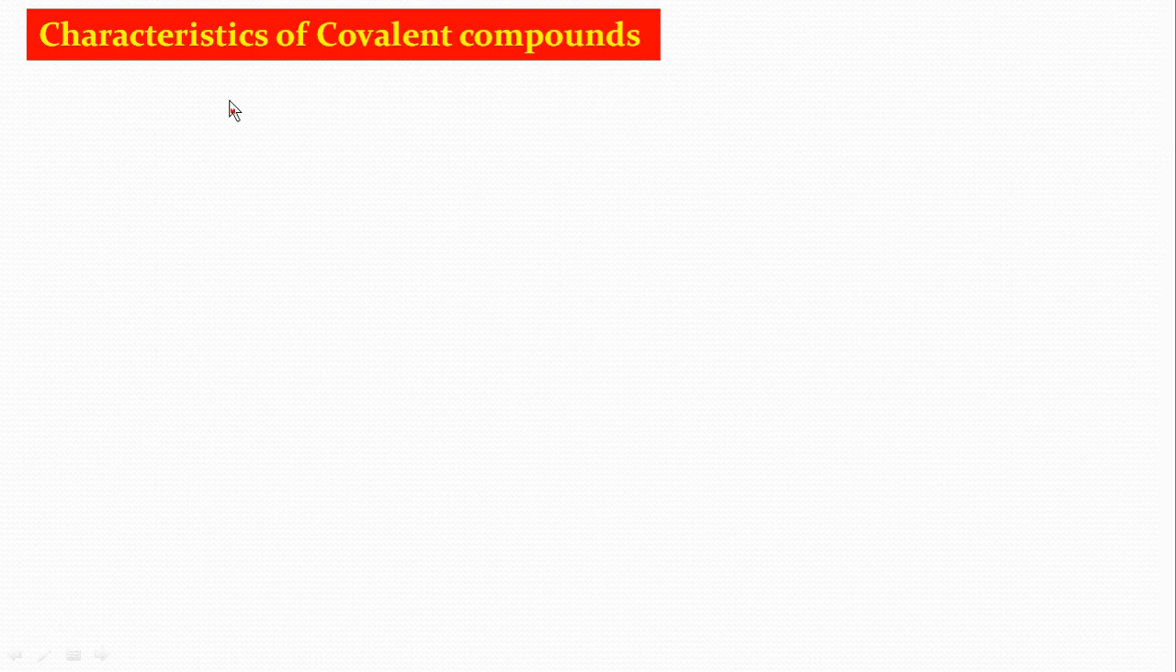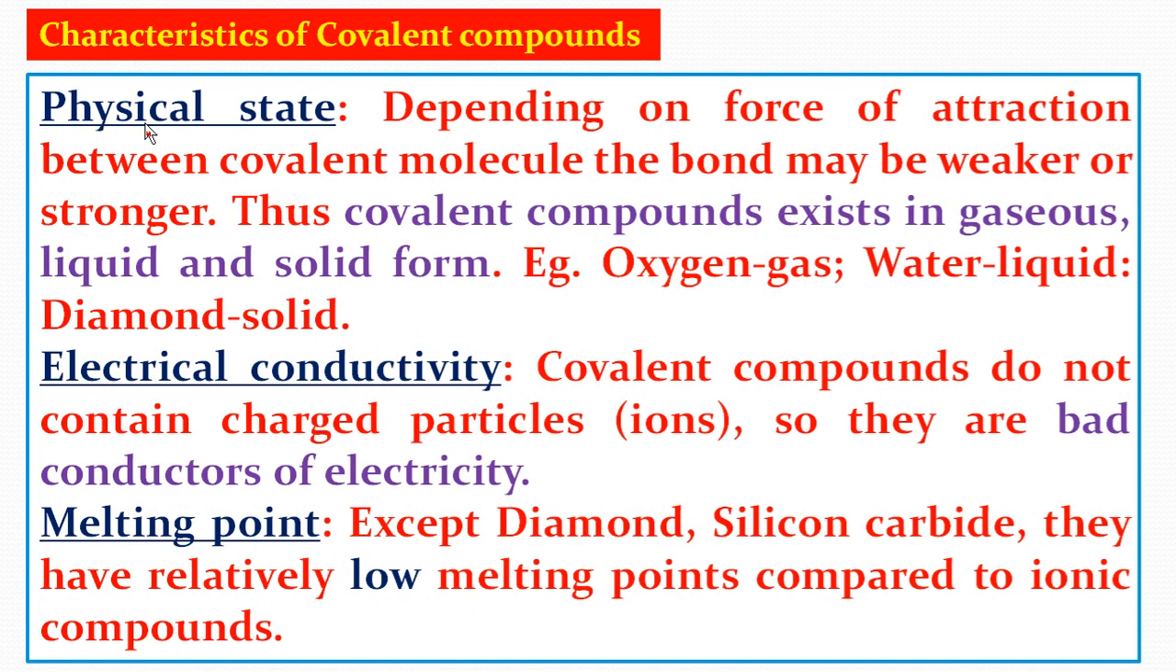Then, what are the characteristics of covalent compounds? First one, physical state. Depending upon the force of attraction between the covalent molecules, for example, hydrogen H2, O2, N2, the bond may be weaker or stronger. So the covalent compounds exist in gaseous, liquid, or solid form. For example, oxygen, O2, is a gas, water, H2O, is a liquid, and diamond, C, carbon, is a solid.